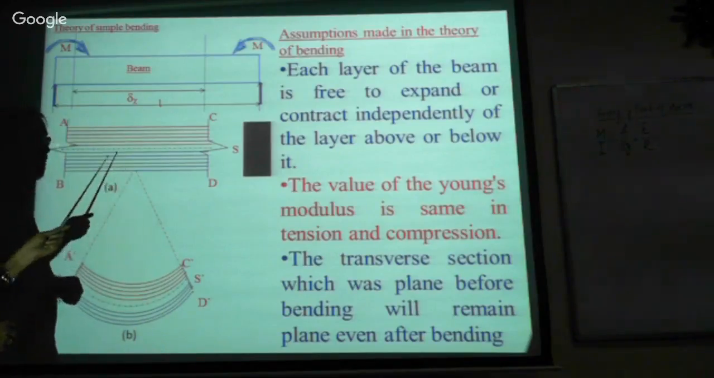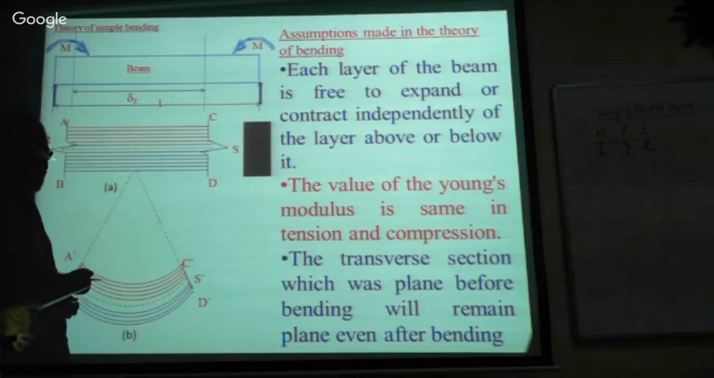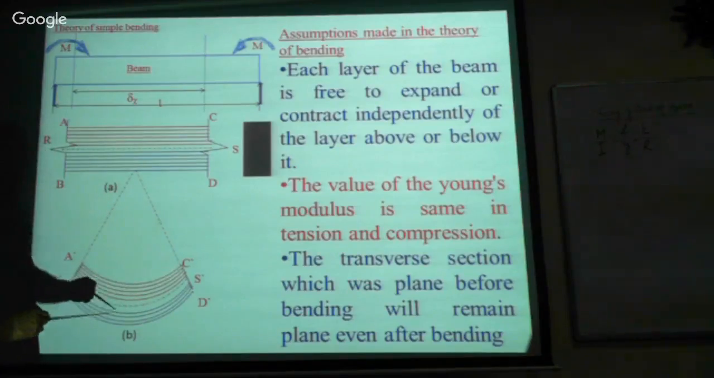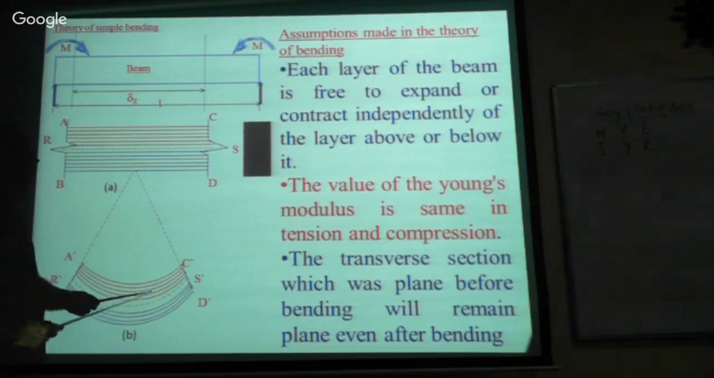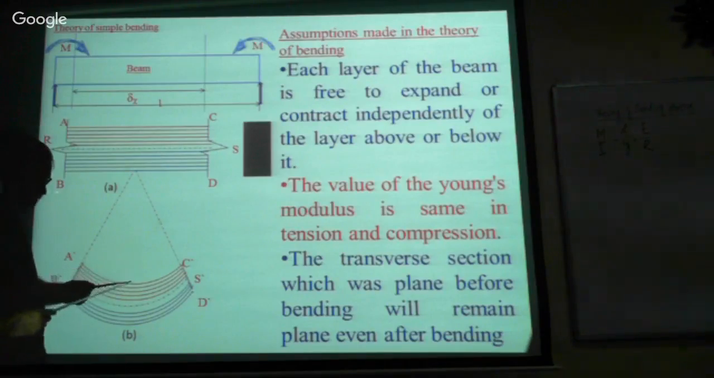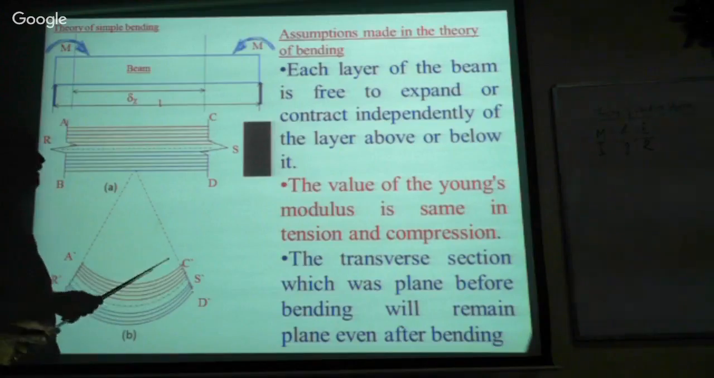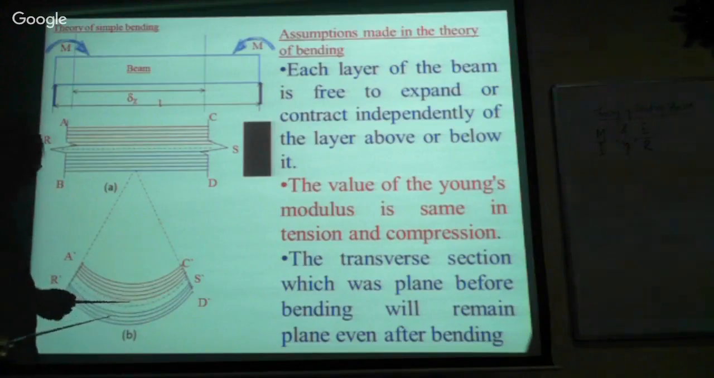When the beam is loaded, this is the deformed shape of the beam. When the deformation takes place, the bottom layer is suffering from tension, and the topmost layer is suffering from compression. There are various layers, and these layers are independent to expand or contract. This is the assumption made in the theory of simple bending.